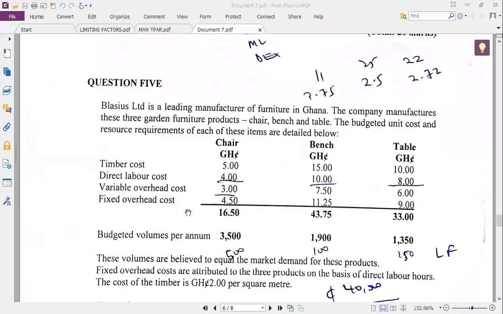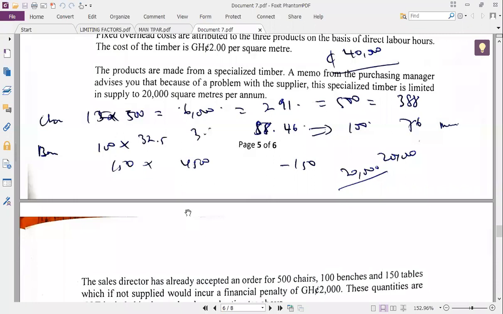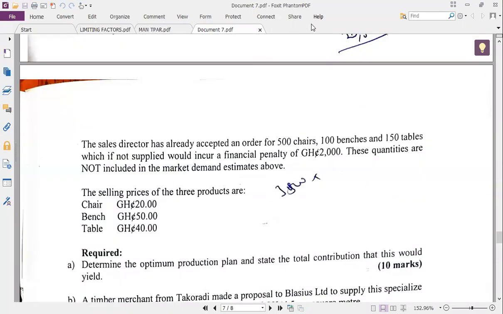So let's go to the question once again. Let me see the detailed. Determine the optimum production plan. Good. So anyway, you see those words. Advise the company the number of units they should produce, how many, the combination of the units. These are the steps. 5. You are done.